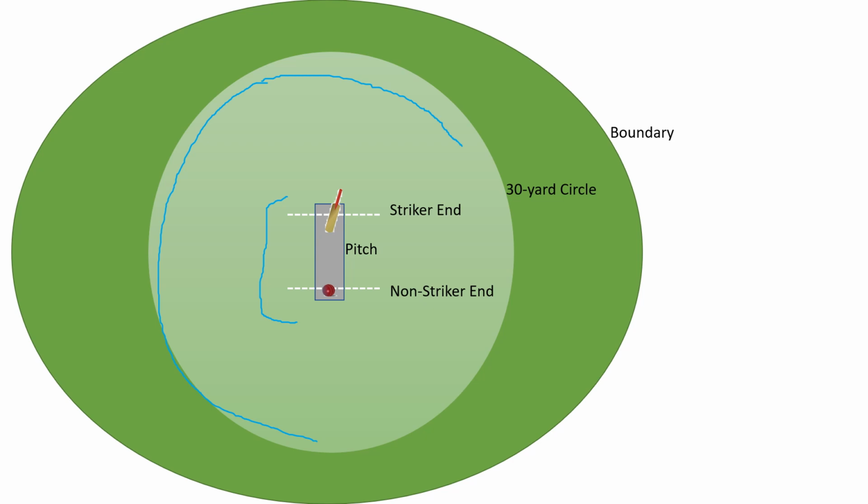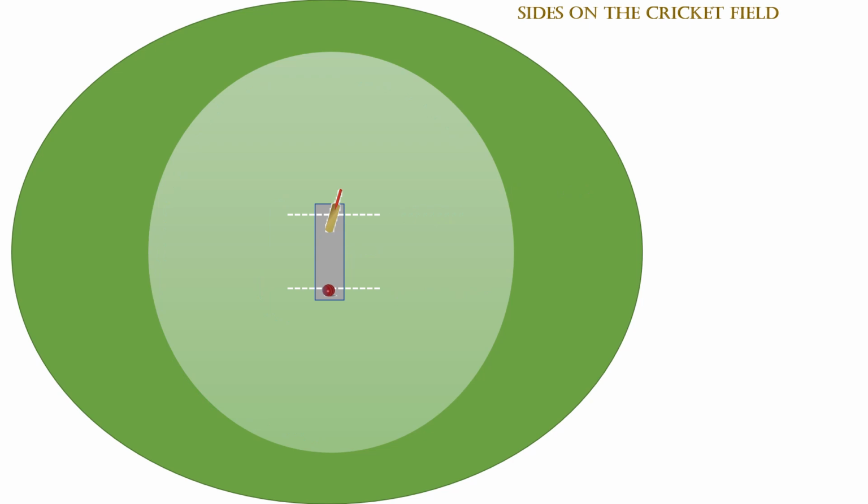And also you would have noticed that there is a striker end where the batsman bats, and there is a non-striker end from where the bowler bowls. Now let's see what are the different sides on a cricket field.